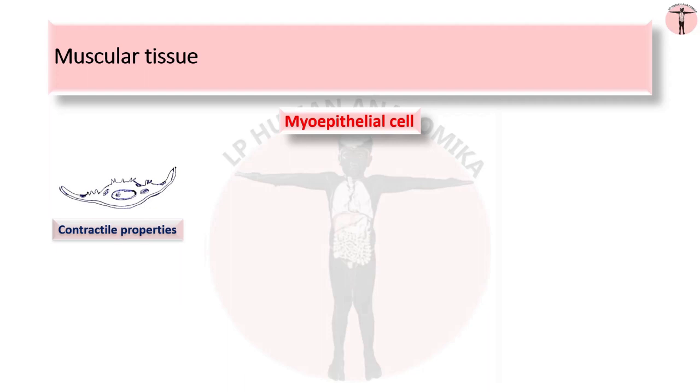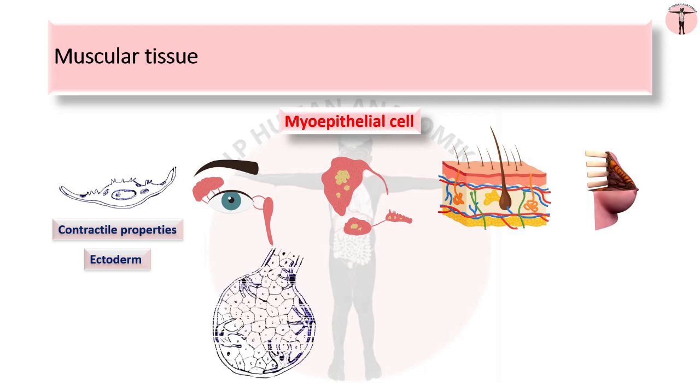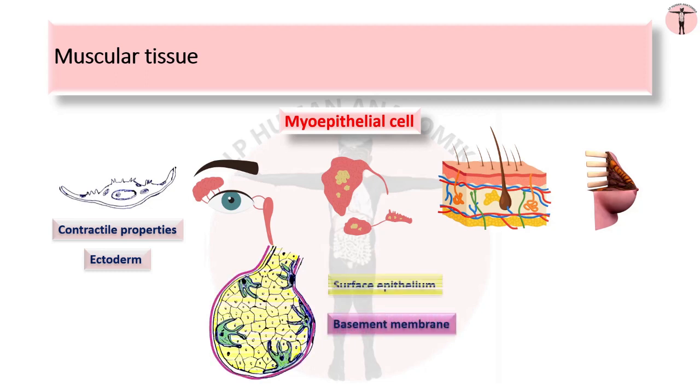The myoepithelial cells are developed from ectoderm and are found in the lacrimal, salivary, sweat, and mammary glands. As for their location, they are sandwiched between the basement membrane and the surface epithelium of the acini of glands. Electron microscope shows the presence of actin filaments within the myoepithelial cells. Numerous desmosomes connect these cells with the adjacent tissue cells.